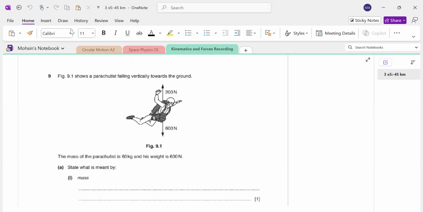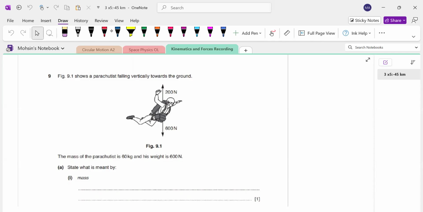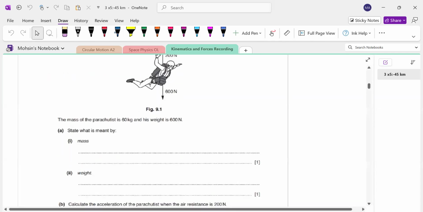Mass is the quantity of matter present in a body, or amount of matter present in a body.